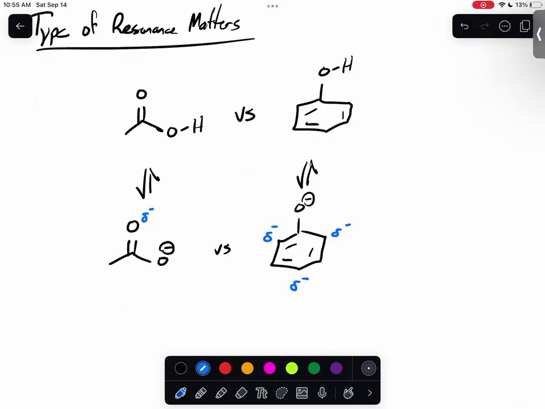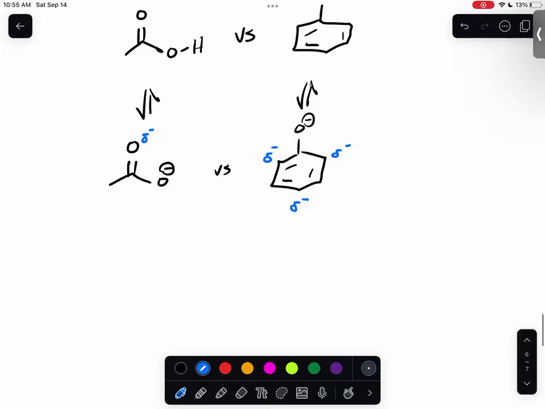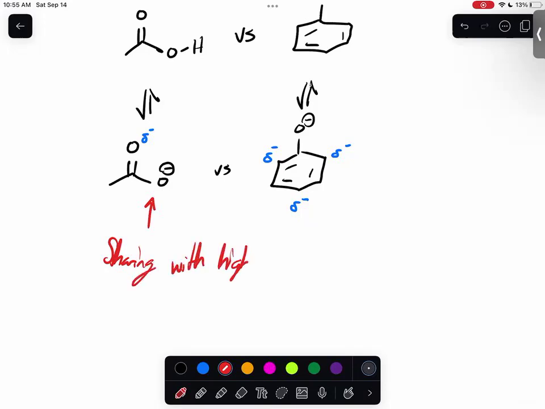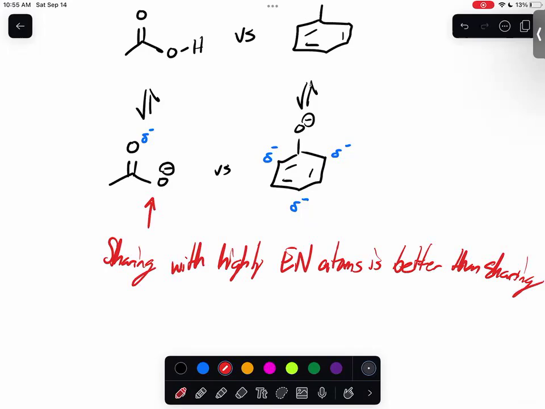We have on the left-hand side an oxygen that shares the electrons with another oxygen, or on the right-hand side, we have an oxygen that shares the negative charge with three different carbons. Well, the answer is actually that sharing with highly electronegative atoms is better than sharing with multiple non-electronegative atoms.